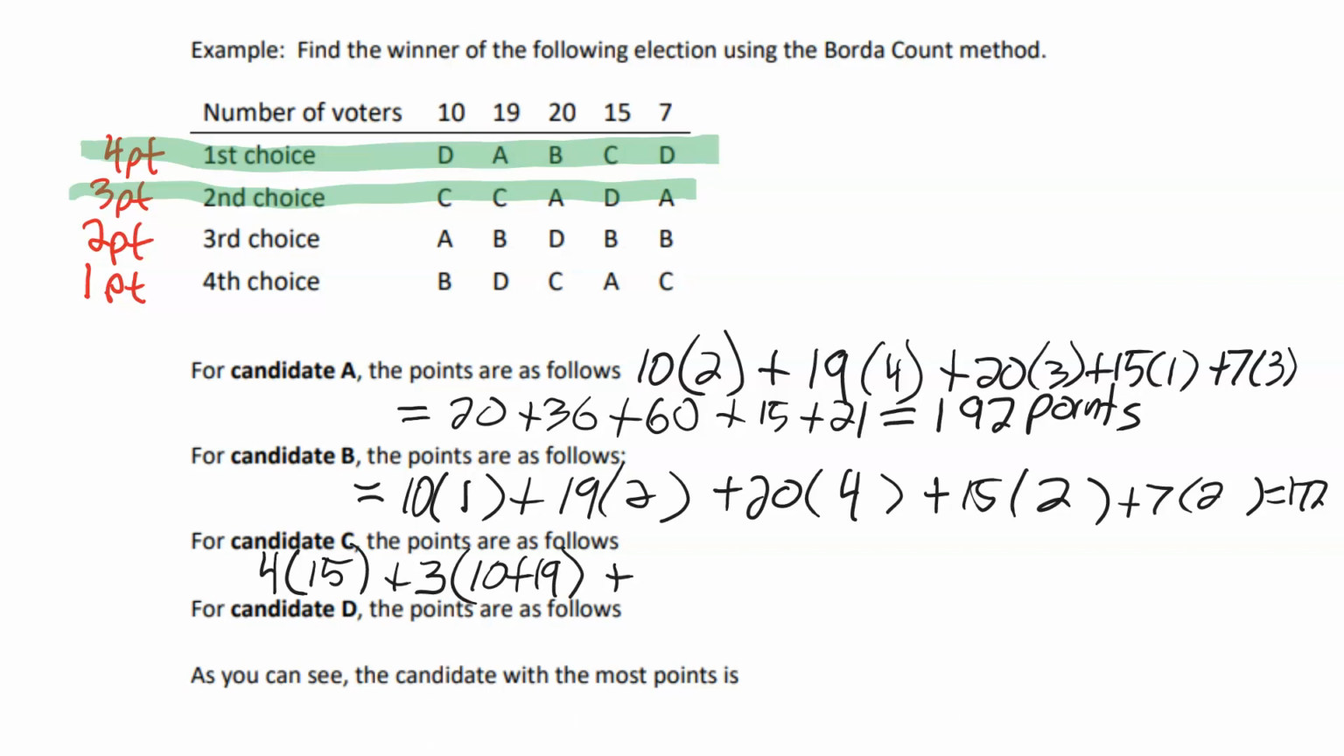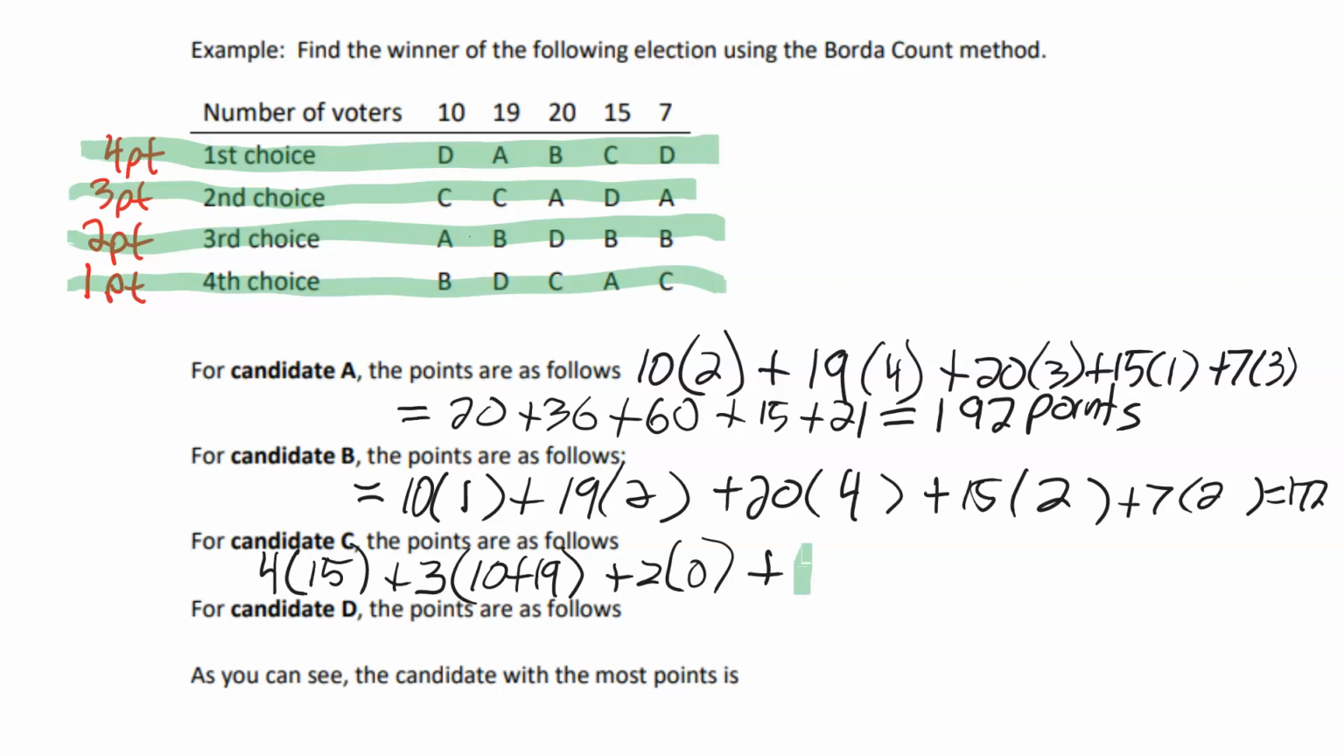We go on to the next row. Each of these are worth 2 points. And notice there are no C's anywhere in there. They didn't get any 2-point third choice votes. And finally, the last row, these are only worth 1 point. There are 20 and 7 total C votes in the fourth choice row, so that would be 27.